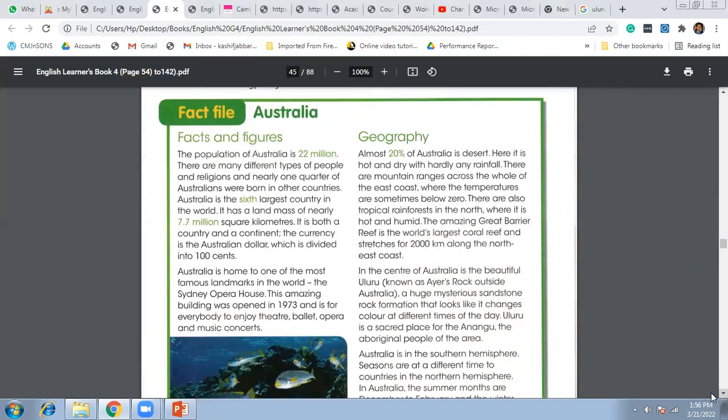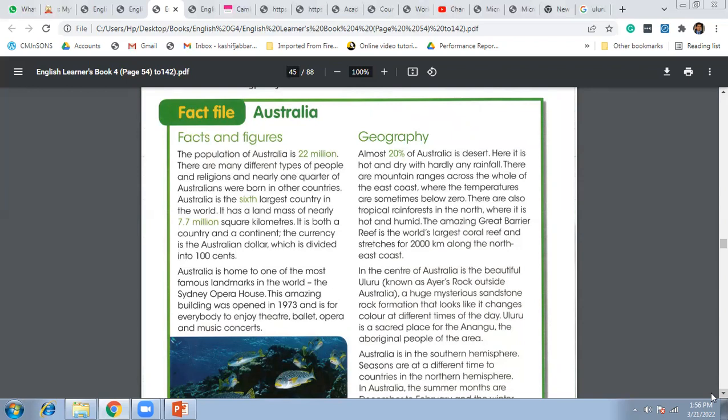The population of Australia is 22 million, right? 22 million. And there are many different types of people and religions. Nearly 1/4 of Australians were born in other countries. And it means that there are lots of foreigners living in Australia. Australia is the sixth largest country in the world, and it has a land mass of nearly 7.7 million square kilometers. And it is both a country as well as a continent, as I said earlier.